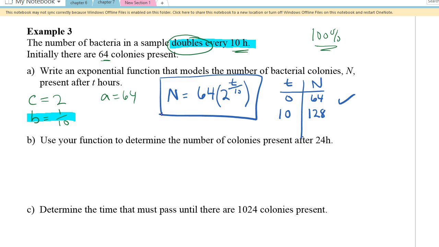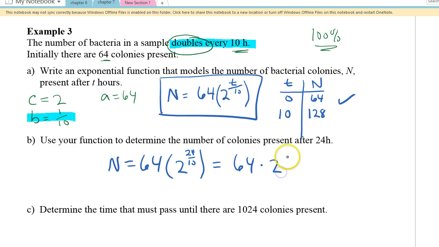Use your function to determine the number of colonies present after 24 hours. So n is equal to 64 multiplied by 2 to the power of 24 over 10, which is equal to 64 times 2 to the power of 2.4. This brings up an interesting math idea: how do you do powers with decimals? Like, how many times are you multiplying 2 by itself? How do you multiply 2 by itself 2.4 times? Well, we can actually do it. Our calculators will do the work for us.